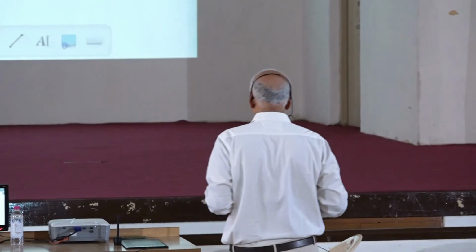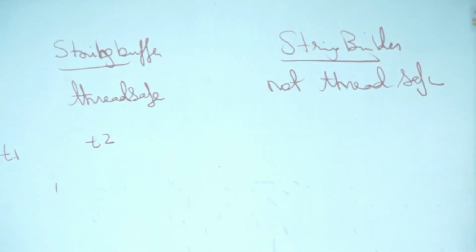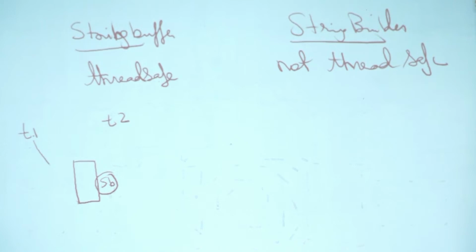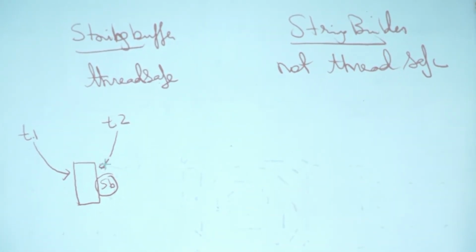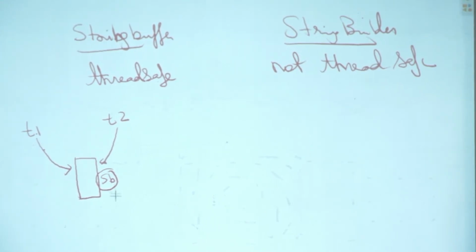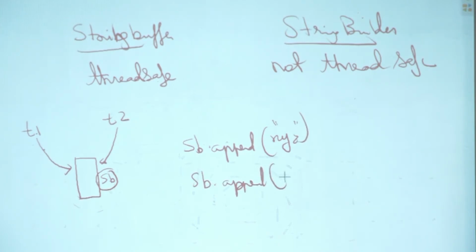Now, I am not going to spend too much time on threading. Just see that there are two threads, T1 and T2. Both of the threads are working on, let's say, one SB. While thread T1 is doing something, thread T2 is also doing something. Now, SB, that is string builder, allows two threads to operate concurrently or simultaneously on one SB. That means when one thread is doing SB dot append XYZ and the other thread is doing SB dot append ABC, okay. Now, this is potentially a dangerous operation if it is not thread safe.